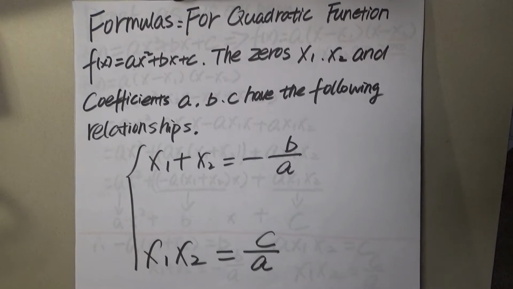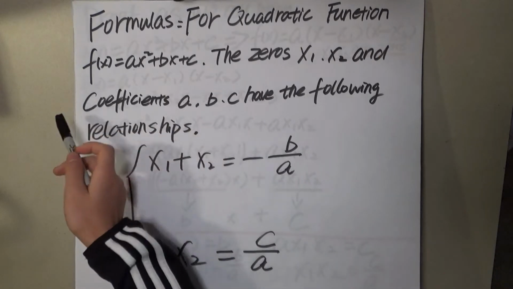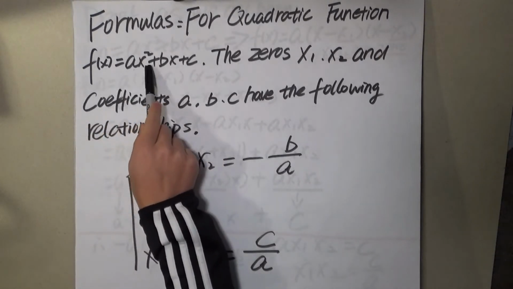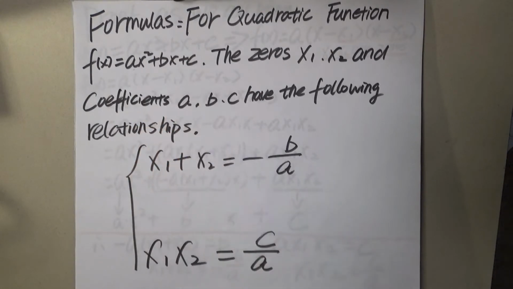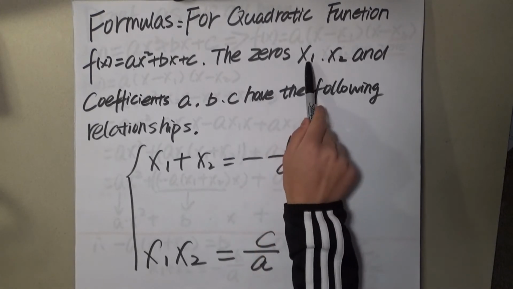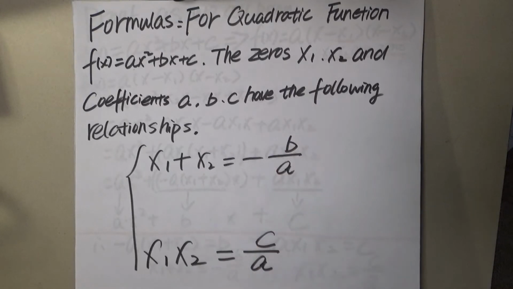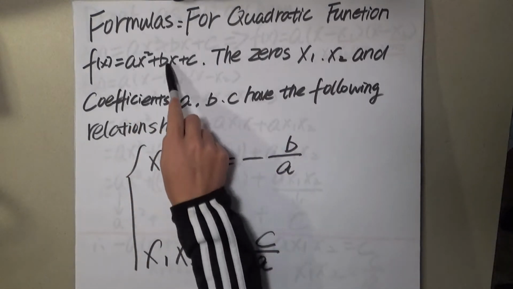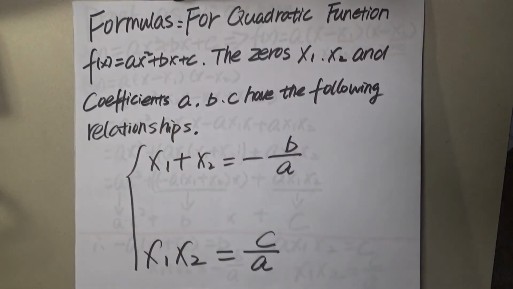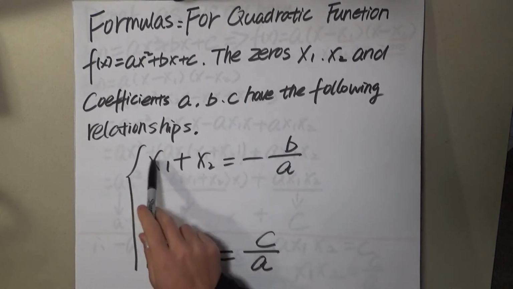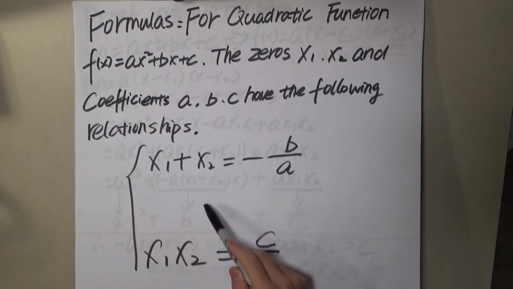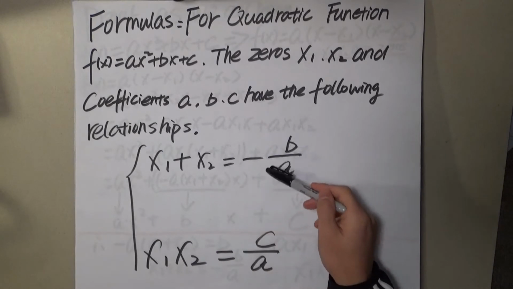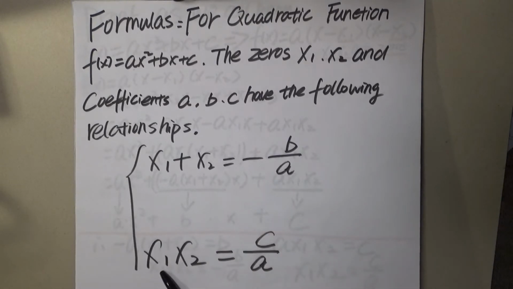For the quadratic function, the general form f(x) is equal to ax squared plus bx plus c. And there's a special relationship between the zeros x1, x2 and the coefficients a, b, and c. Here's the relationship. x1 plus x2 is equal to negative b over a. And x1 times x2 is equal to c over a.